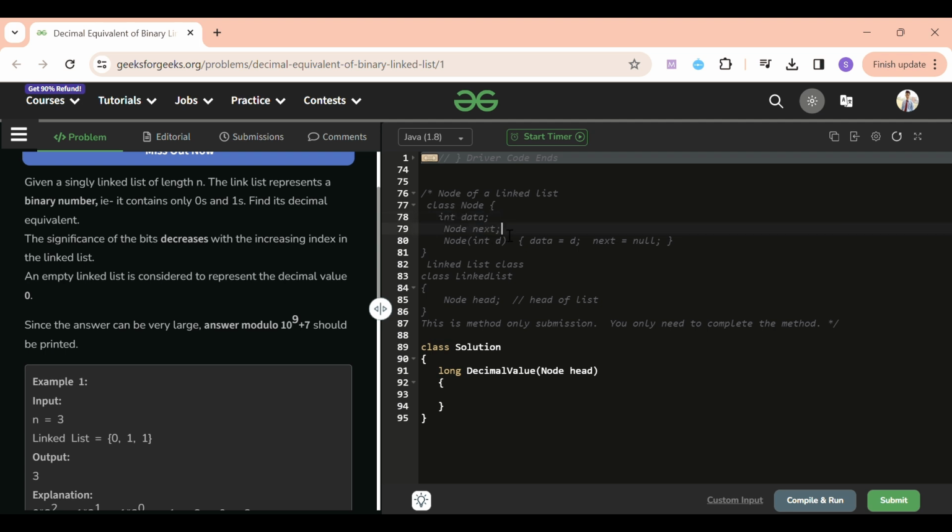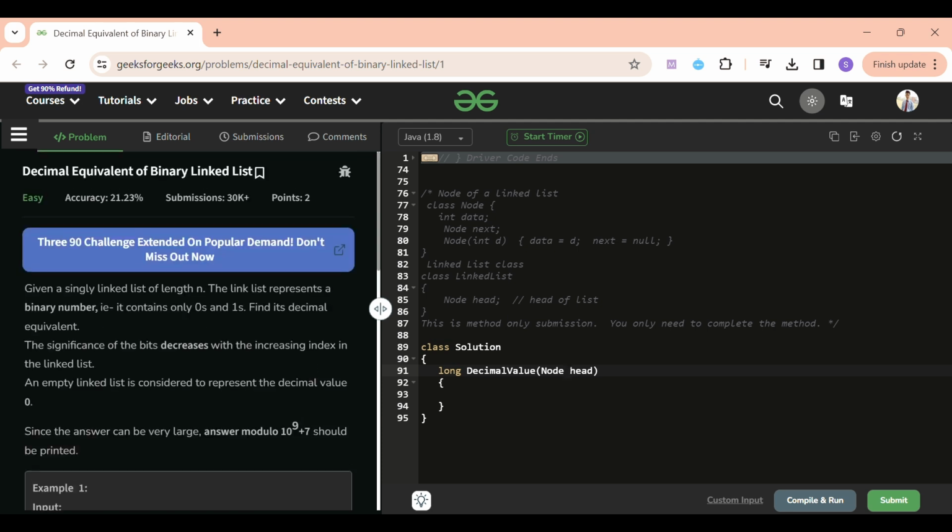So we will be given the head of the linked list, by which we can traverse the whole linked list. And we have to return the decimal value of this linked list, which is representing a number. That is it, guys.